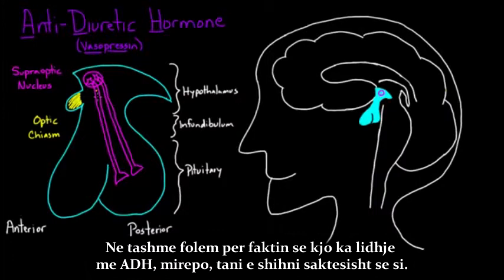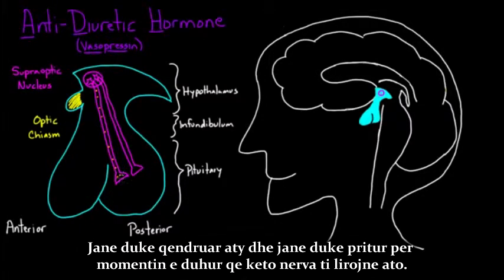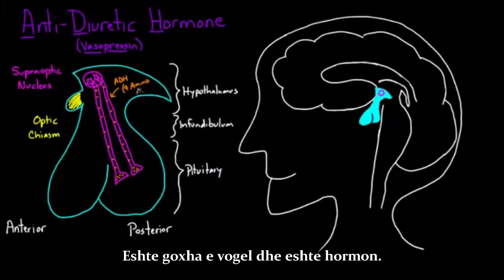So we've already talked about the fact that this is related to ADH, but now you can see exactly how. ADH is actually being made in these nerve cells, and it's sitting here waiting for the right moment for these nerves to release it. And this ADH is actually a small protein, and it's 9 amino acids long. So it's pretty small. This is ADH. 9 amino acids. So it's pretty teeny, and it's a hormone.